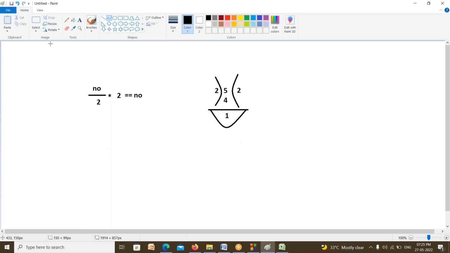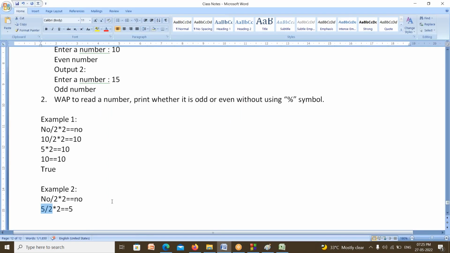Now the divide operator gives the quotient. What is the quotient here? 5 by 2 is 2, not 2.5. Right, Jyotima, you are right. 5 by 2 is 2. Why? Because 5 is an integer, 2 is also an integer. Integer by integer is integer. So you will get an integer answer, not float.